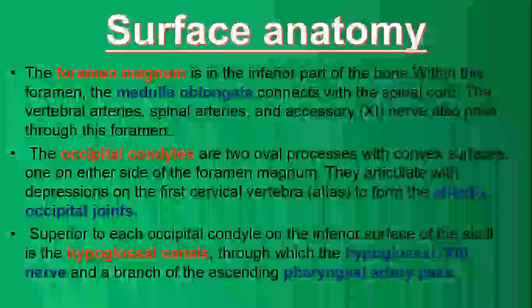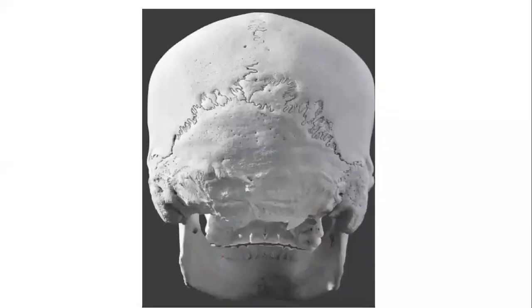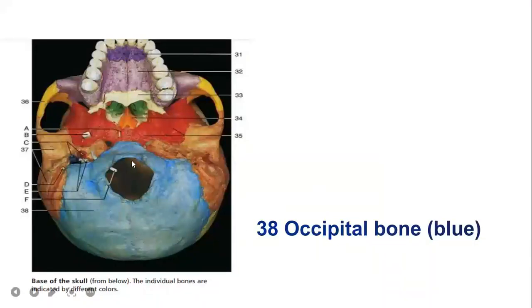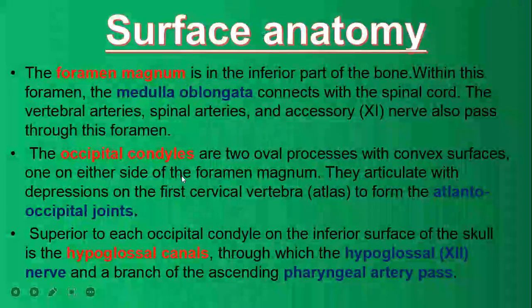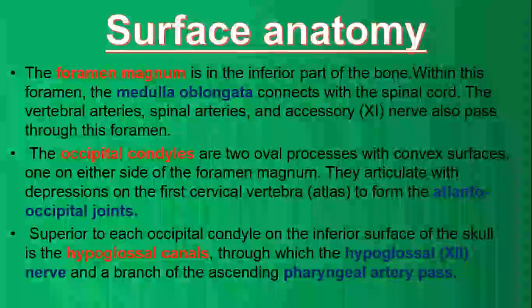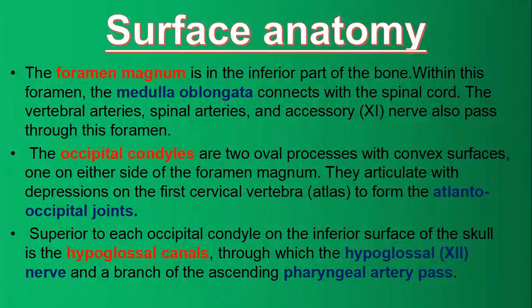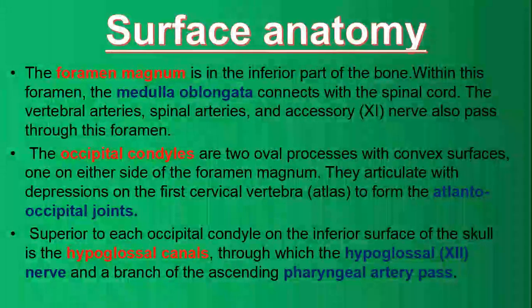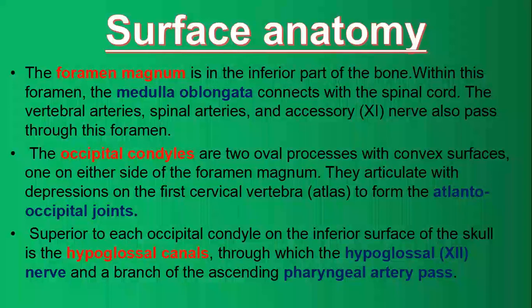So that is the foramen magnum, which we shall check as well, but let's go to the previous image and identify that foramen magnum. So this is where the major neurovascular elements pass through. The occipital condyles are two oval processes with convex surfaces, one on either side of the foramen magnum, and they articulate with depressions on the first cervical vertebra, which is the atlas, to form the atlanto-occipital joints. Superior to each occipital condyle on the inferior surface of the skull is the hypoglossal canal, through which the hypoglossal nerve, which is nerve number 12, passes, and a branch of the ascending pharyngeal artery passes through as well.